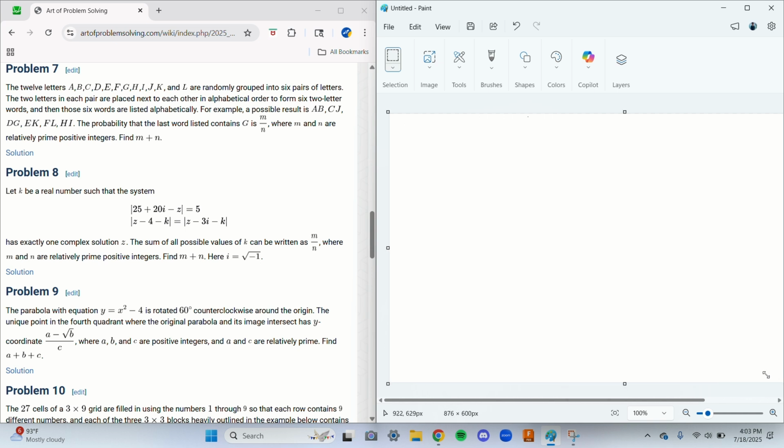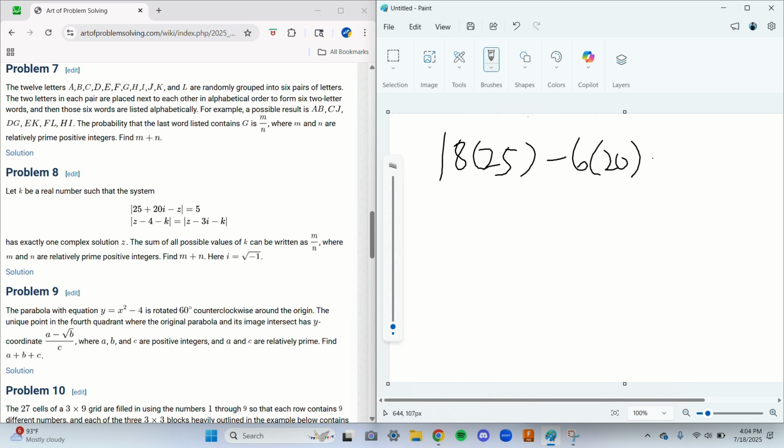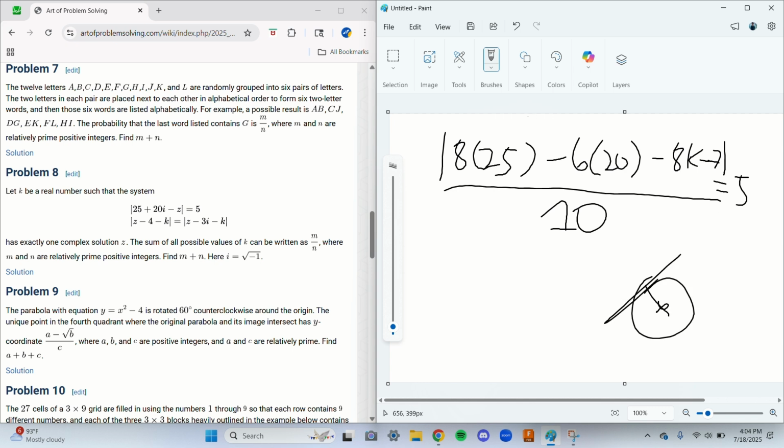Okay, so if we plug in those values, then what do we get? We get 8 times 25 minus 6 times 20 minus 8k minus 7, over the square root of 8 squared plus 6 squared, which is the square root of 100, which equals 10. And this is equal to the length of the radius, which is 5. Again, this is the length from the line in equation 2 to the center of the circle, which is 25, 20. And that has to equal exactly 5, because we have a tangent line, the radius is perpendicular to this line, and that has to equal exactly the radius's length. So that's what allows us to create this equation.